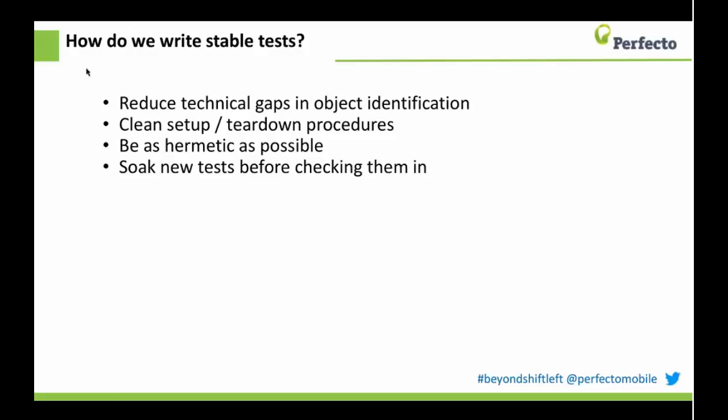Those were the actual names of the elements in the app, and those are the names that you would use in your test, but they're not strings. They're actual variable names. So when things are changed in the app, the test shows that. Being able to reduce those technical gaps between how you identify objects in your test and how they're identified in your app is a big step.